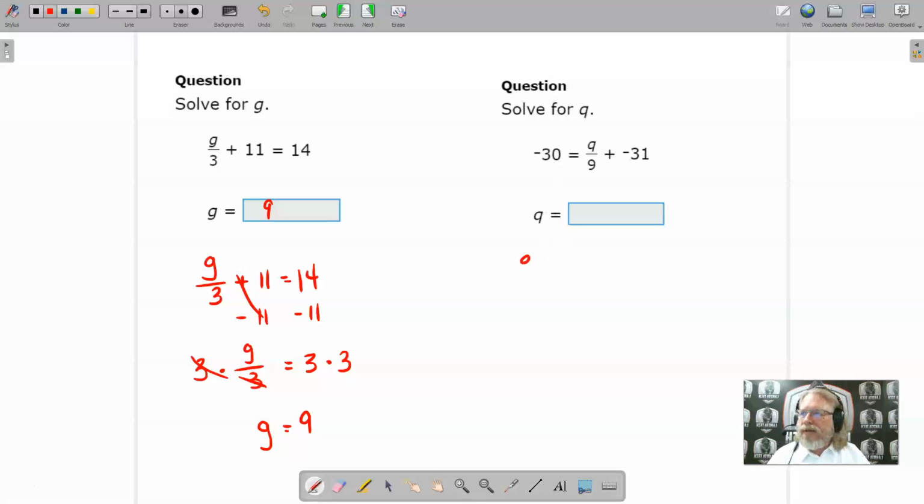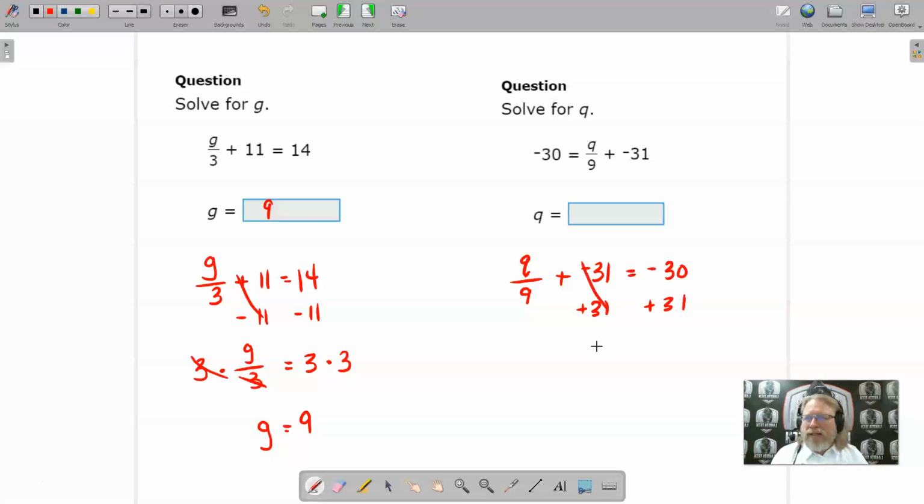Again, I like my variables to be on the left, so I'm going to go ahead and move them over there. So q over 9, and this is a q there, put a tail on it, there we go, plus negative 31 equals negative 30. So I rewrote it, got it set up. So we have a negative 31 here, plus a negative 31, that's the same as minus 31. This is great because we can see that this is negative 31, and the opposite of negative 31 is a positive 31. So we're actually adding 31 to each side.